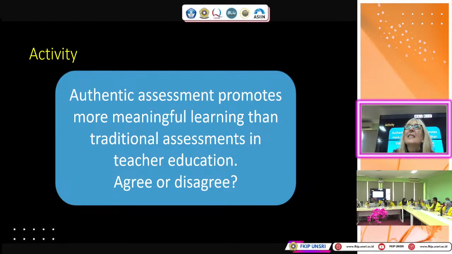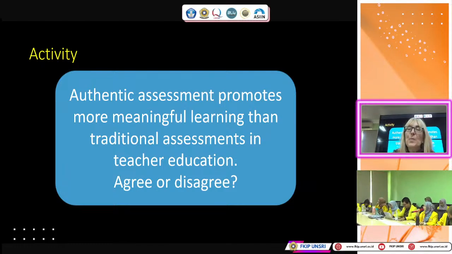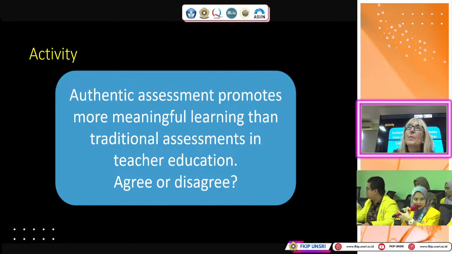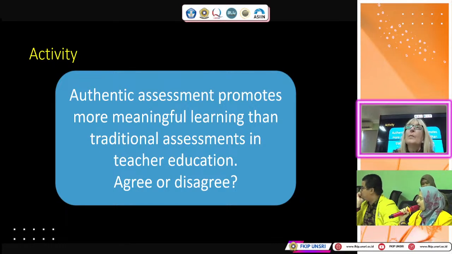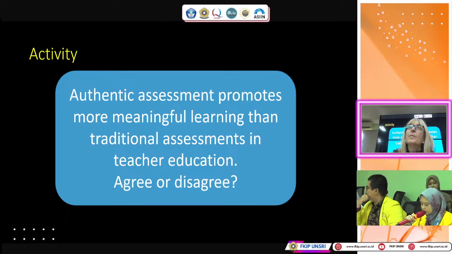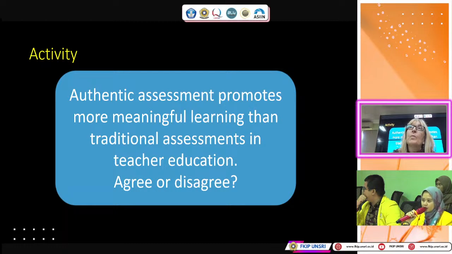Authentic assessment promotes more meaningful learning than traditional assessment in teacher education. I agree with that opinion because authentic assessment refers to a method of evaluating students' knowledge and skills through projects that demonstrate their ability to apply what they learn. But unlike traditional assessments such as multiple choice, which just test the students' memorizing of what they learned before. Okay, nice and good arguments.